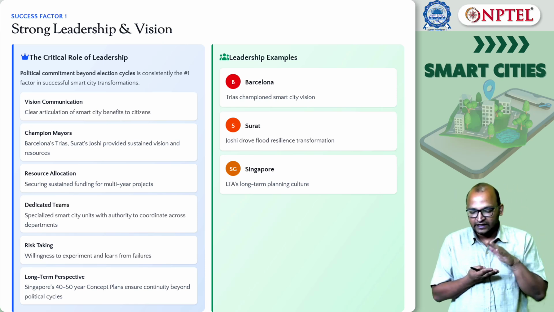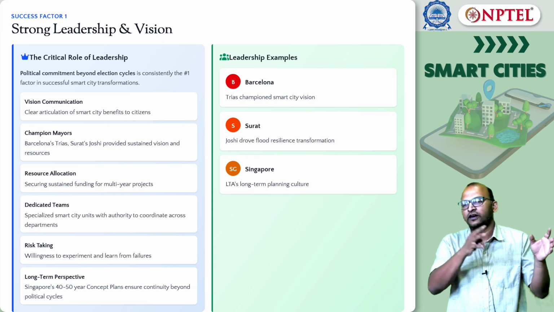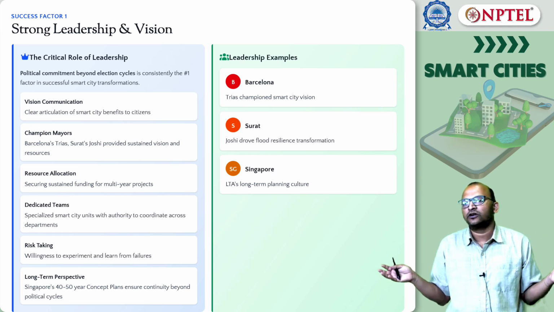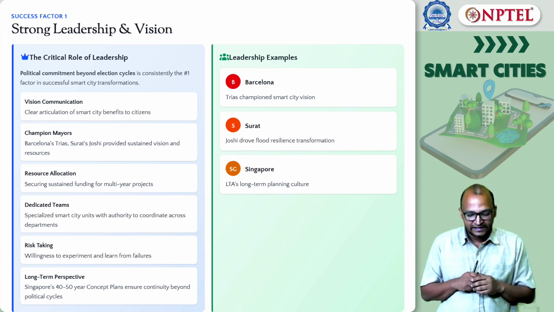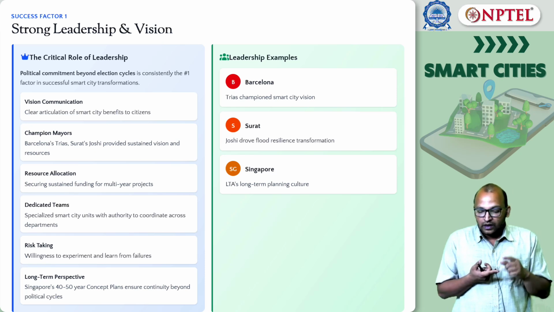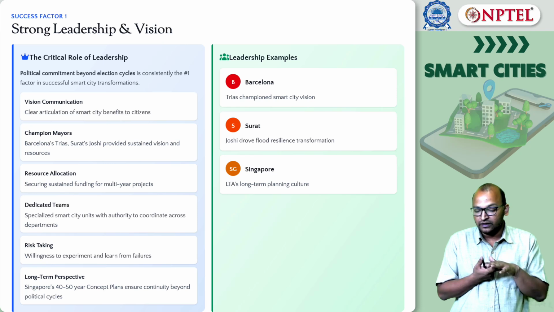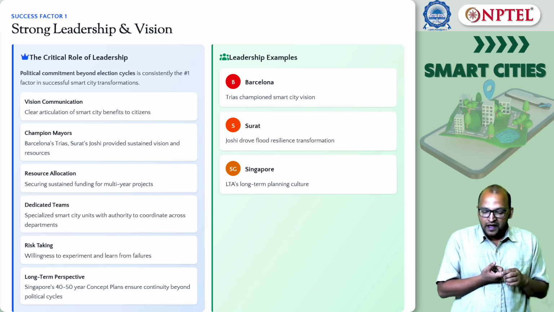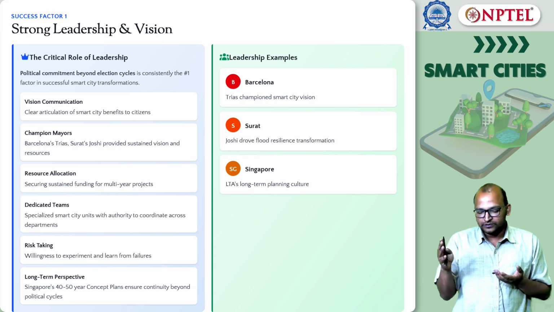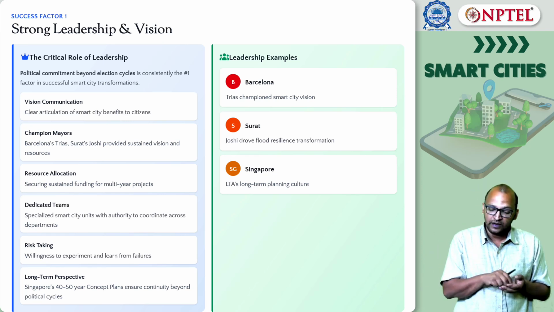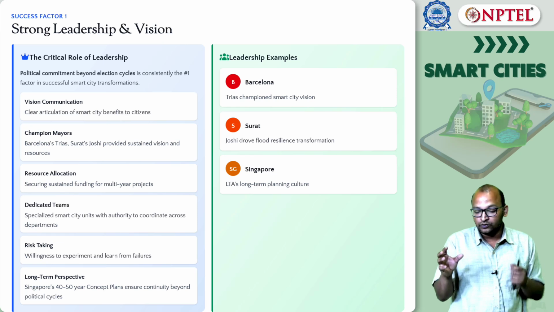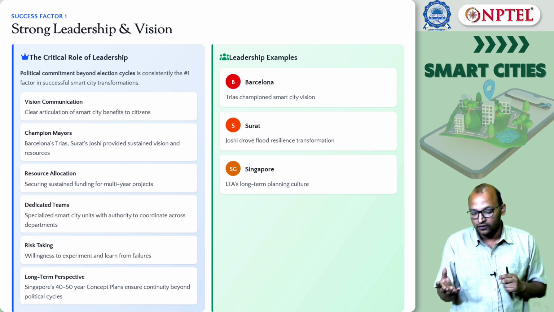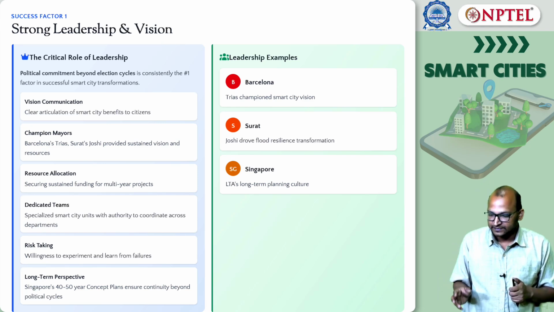There should be a dedicated team which can coordinate different authorities and different departments in order to make correct and timely decisions. Also, there should be willingness to take risk, to experiment and learn from failure. And there should be a long-term perspective, like we have seen in the case of Singapore. They plan for 40 to 50 years, which ensures continuity beyond any political cycles.